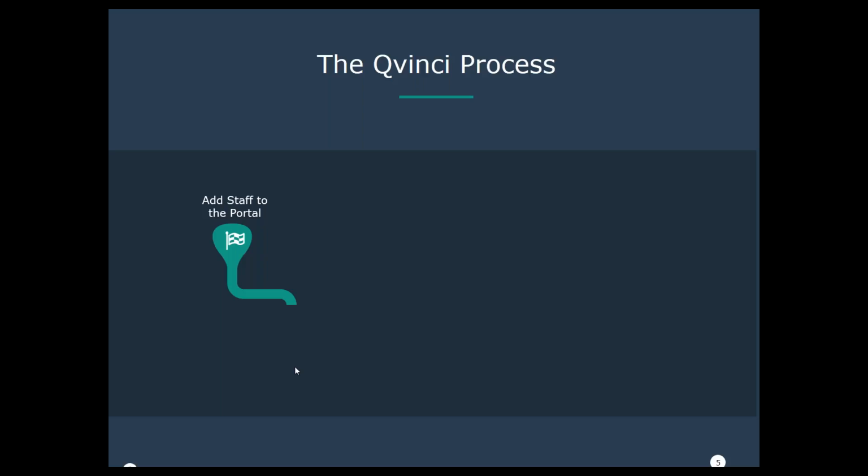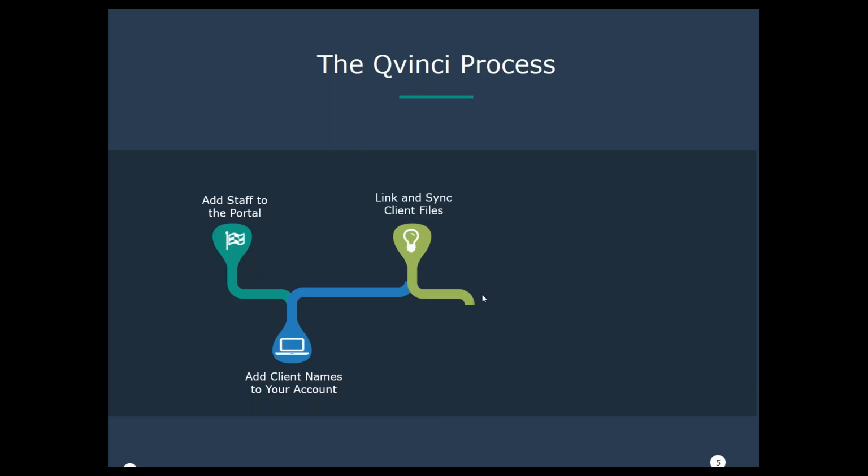And so we license entities themselves. And at that point, if there's somebody that has a need to know, you can very easily provide them that information that they need to know with no additional impact to your cost. So add staff to the portal. Add the client names to the account. Basically create the entities that we're going to be linking with so that we have somewhere to put the financial data as it comes into Qvinci. Then it's going to be link and sync your client files. This process is done a couple of different ways.